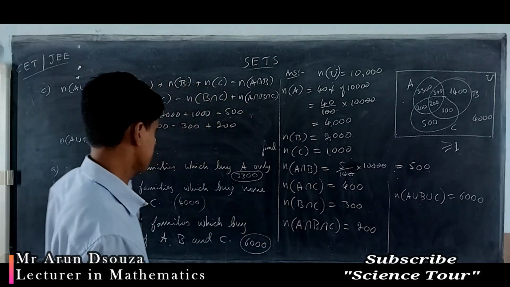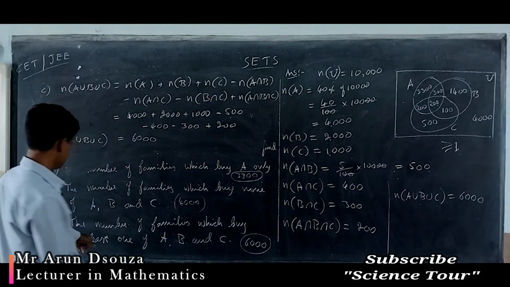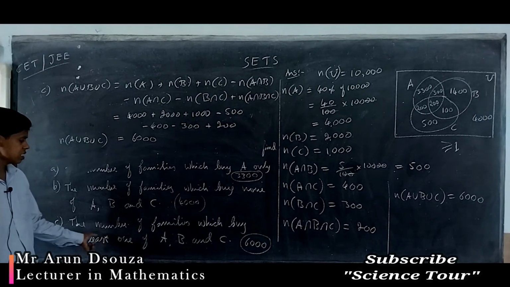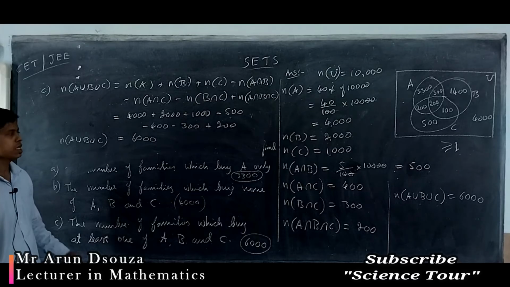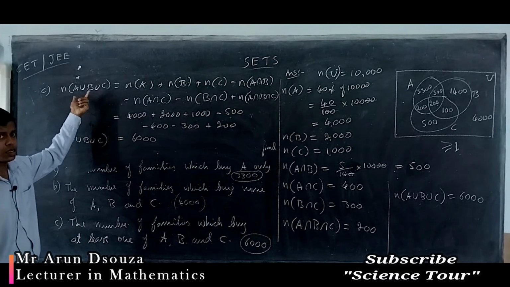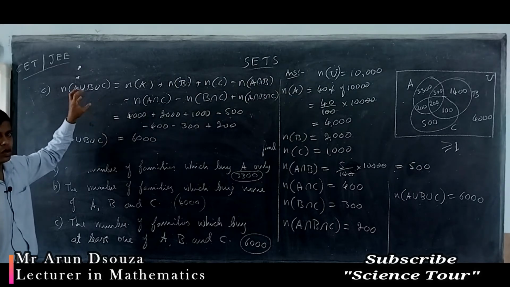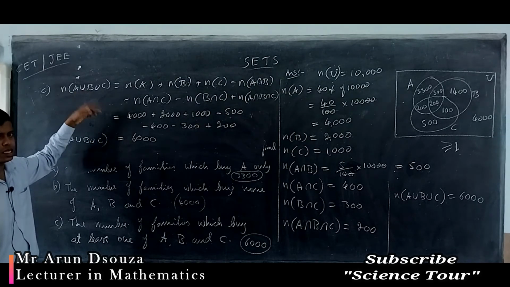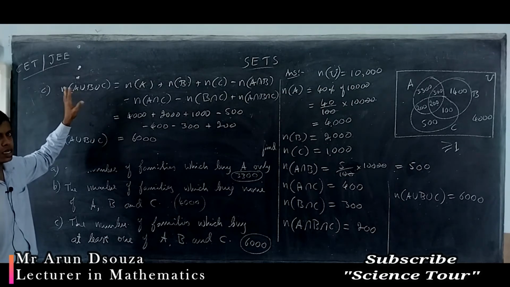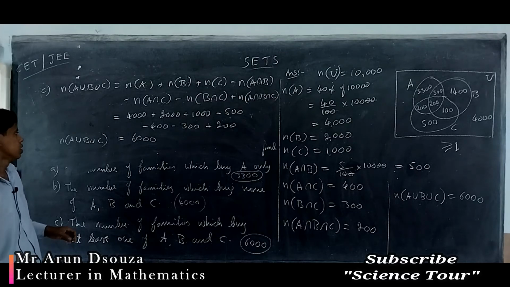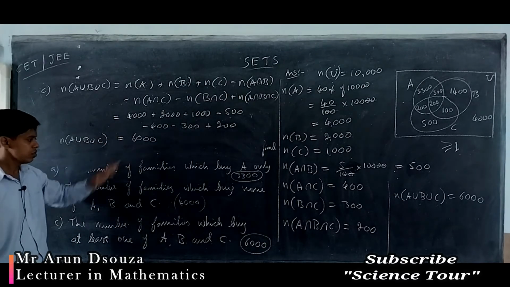It's not difficult. So therefore, the number of families which buy at least one of A, B, C is A union B union C. Either only A or only B or only C, A and B, A and C, B and C, or A and B and C. Everything is included in this union. So that is the first answer.